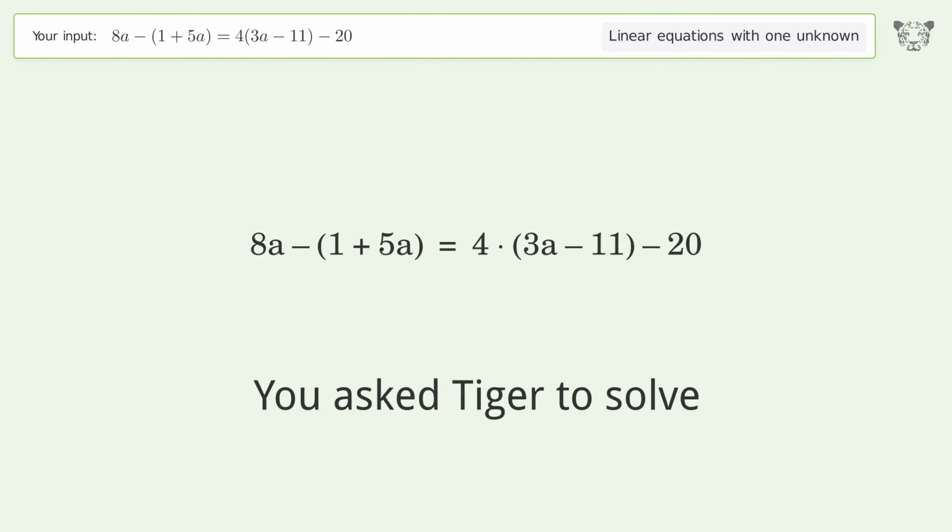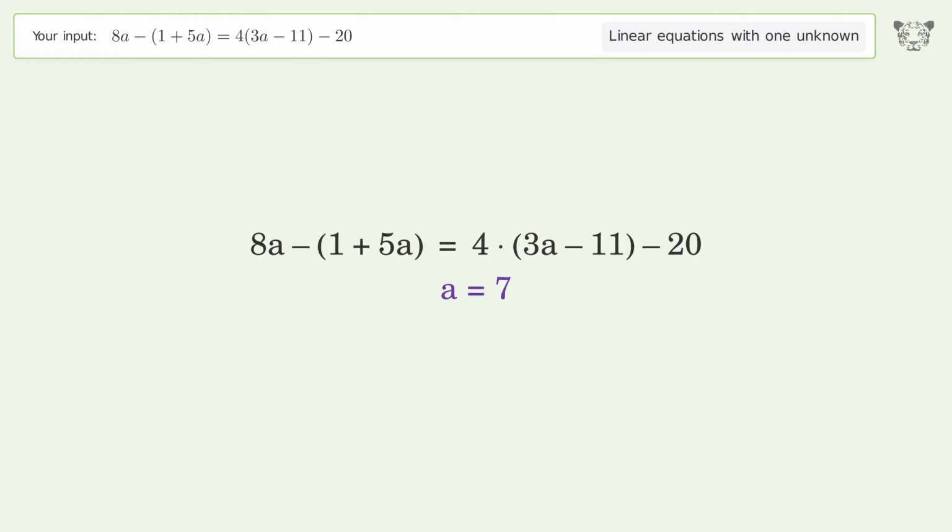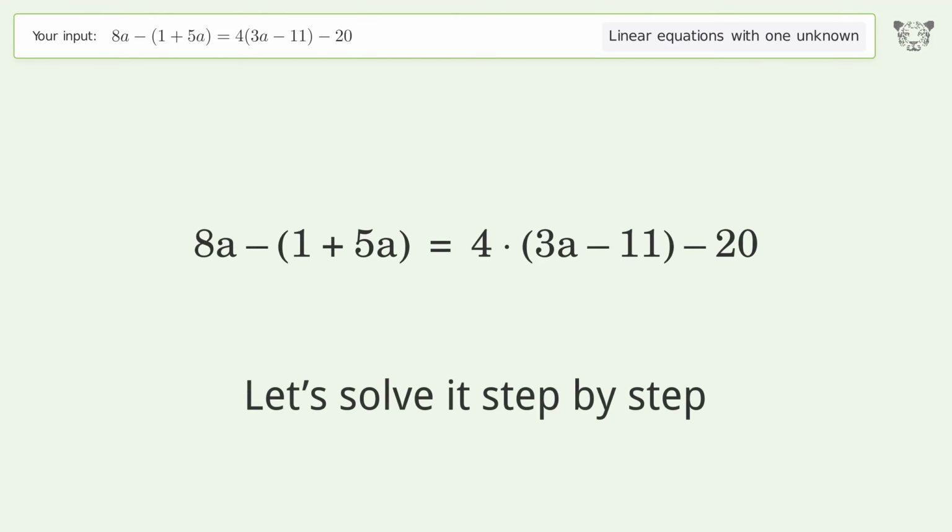You ask Tiger to solve this. It deals with linear equations with one unknown. The final result is a equals 7. Let's solve it step by step.